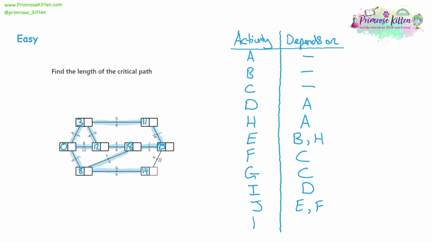And the last one is activity K. Activity K adds on 10. 14 plus 10 is 24. So that's smaller. So we will keep 25. And activity K depends on the 14, which came from activity G.